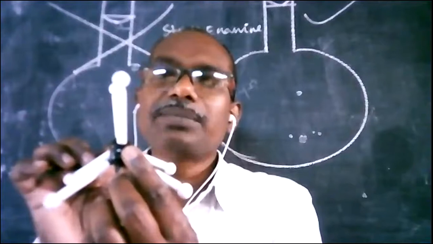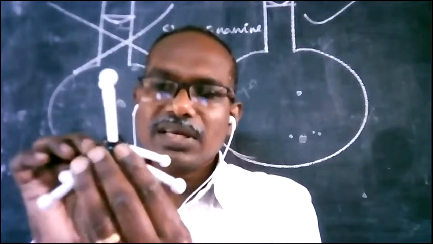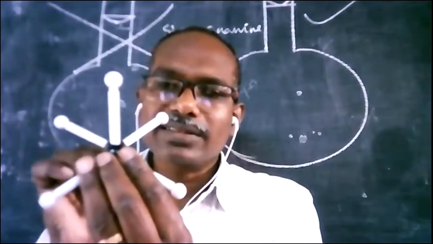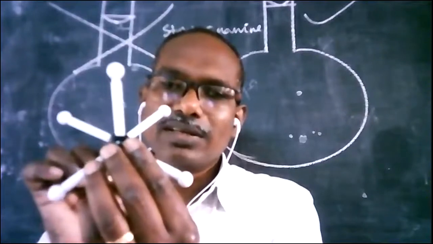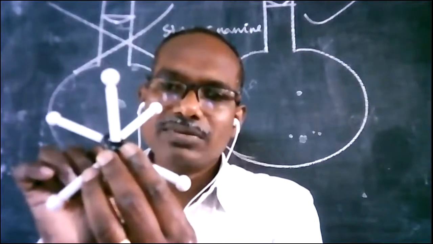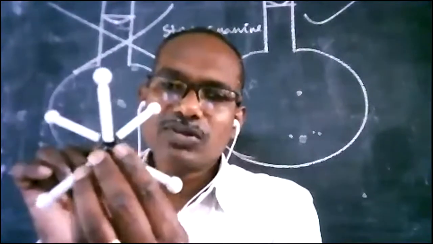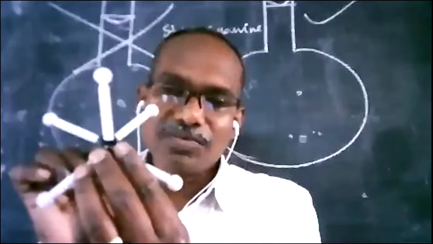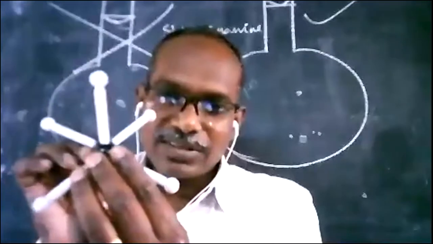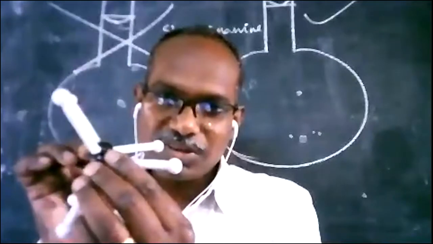This is called the eclipsed system. If the ethane molecule is like this, see, in between the bond gap, the bond of the rear carbon atom comes. So this is called staggered configuration, whereas this is eclipsed configuration.